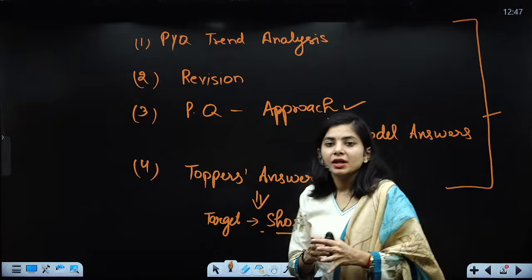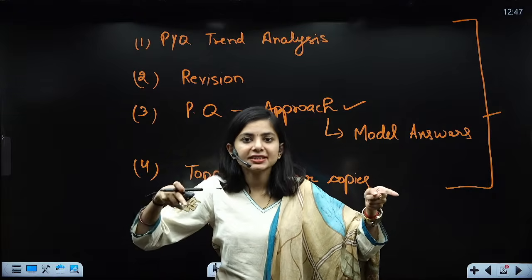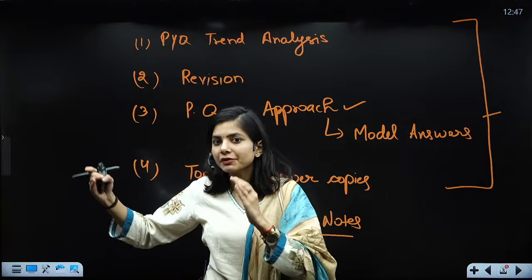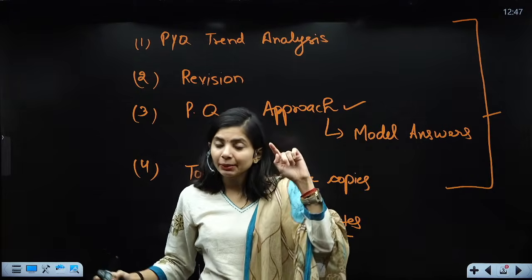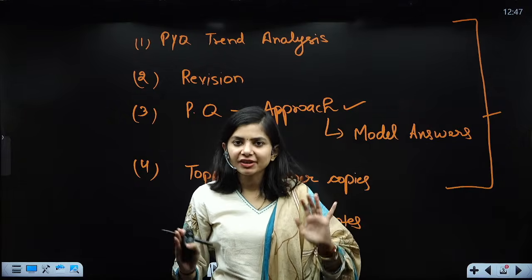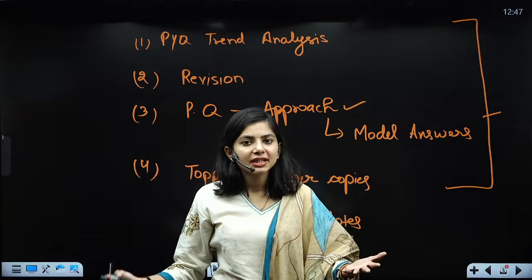For what? See, once you are done with your GS, you have 5 days in between to cover your optional, because after 5 days, you have your optional paper. I am talking about the mains. So within those 5 days, anthropology has 5 parts. So you have to revise these 5 parts completely, Paper 1 as well as Paper 2.